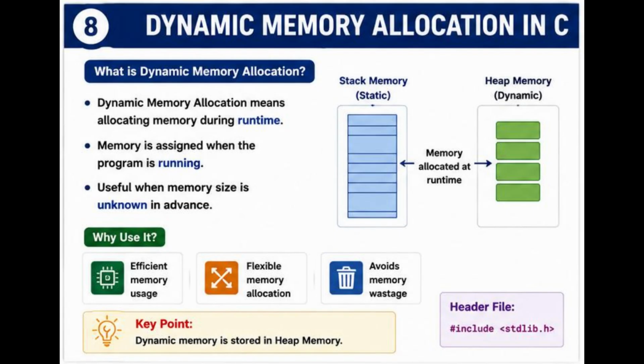Slide 1. Introduction to DMA. Think of static memory like a reserved seat at a theater. Once you're there, you can't easily move or add more seats. Dynamic memory allocation, DMA, however, allows us to request memory during runtime. Flexibility. You get exactly what you need when you need it. Efficiency. It prevents memory wastage where you allocate too much and memory shortage where you allocate too little.